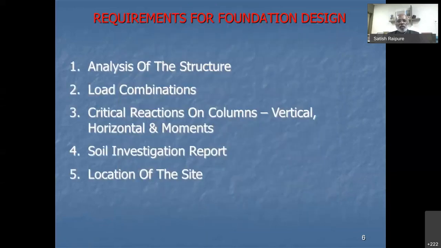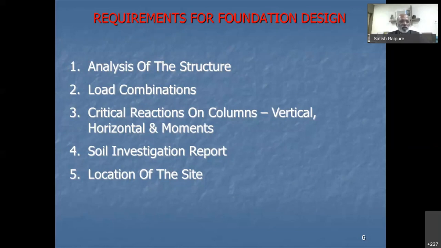What are the requirements for the foundation design? The first one is the detailed analysis of the structure. Unless we do the detailed analysis of the structure, we cannot get the reactions. Raghunath sir has described to us the various load combinations. What are the different loads? And what are the critical combinations of load that will give us the critical reaction of the column? Generally, we design the foundation for the vertical load, horizontal load, and the moments which will be acting on the column.